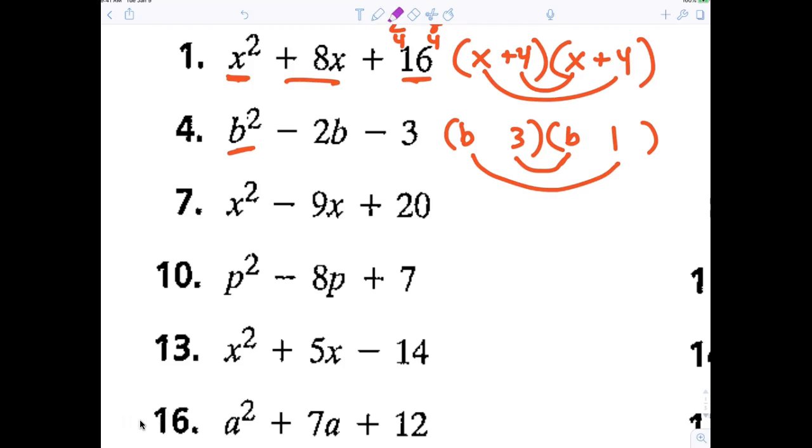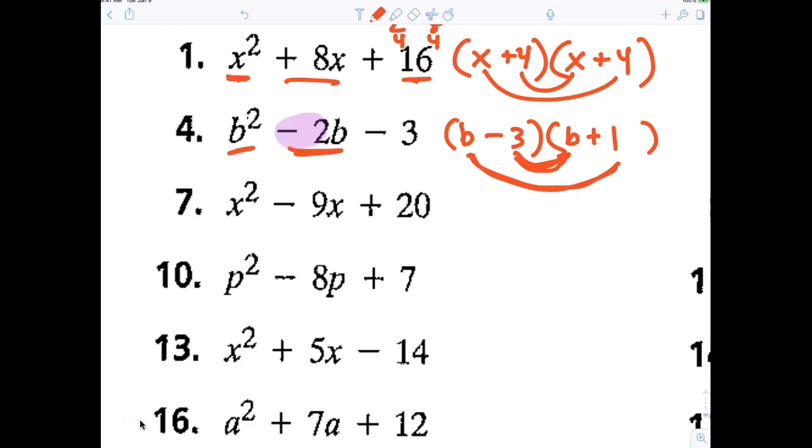But with the 3 and the 1, I need it to be what? I need it to be -2. Therefore, the 3 must be what? The 3 must be negative and the 1 must be what? Positive. So now, b squared, b times b, -3, +1 makes -2, and -3 times +1 is -3. So everybody go with that.